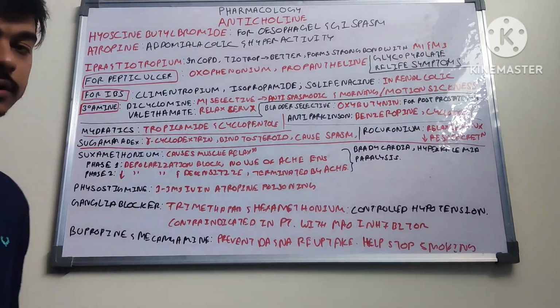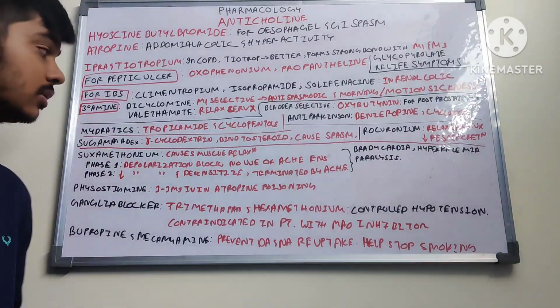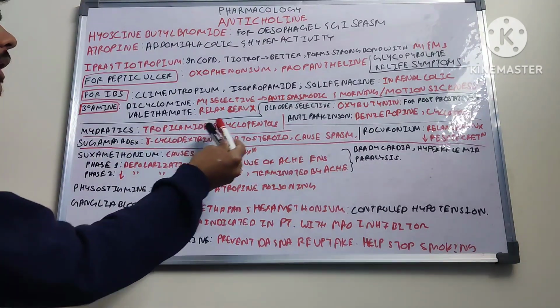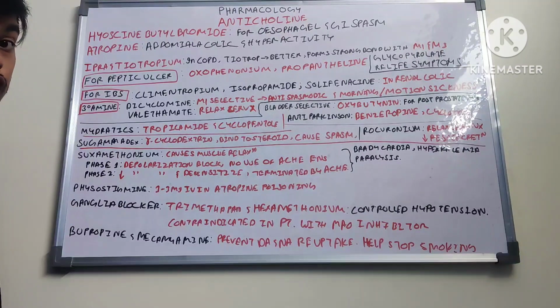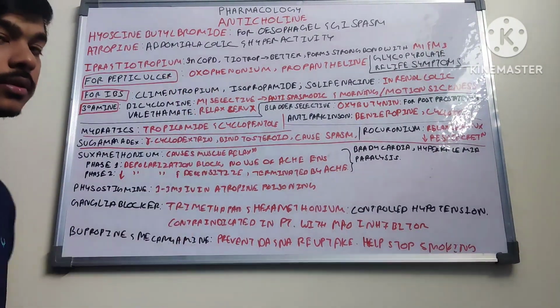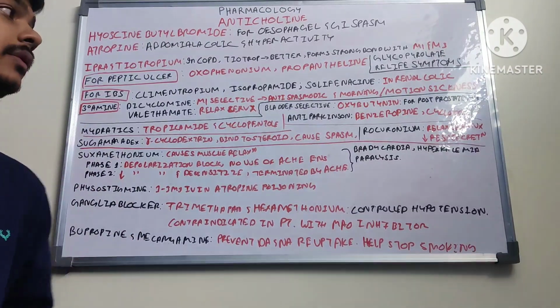Next is for mydriatics, nothing but the opposite of miosis. So we can use tropicamide and cyclopentolate. These drugs are used topically, that is directly applied to the eye, right? We cannot use them for a longer time. It has to be used for a few days.